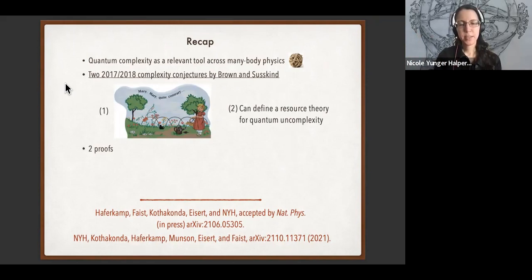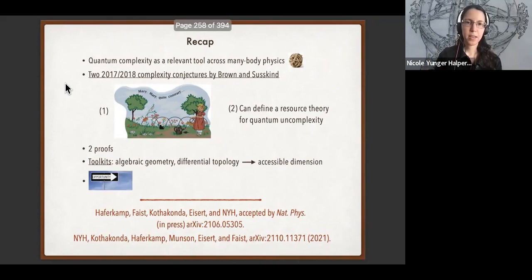I presented the outline of one of the proofs and also mentioned that this resource theory has now been defined. We use the toolkits of algebraic geometry and differential topology, especially using this notion of the accessible dimension of an architecture of a class of circuits. And there's much to be done.